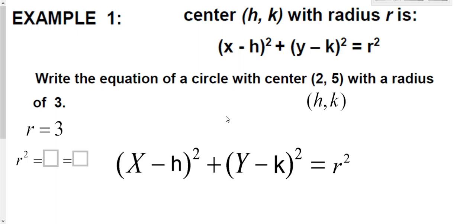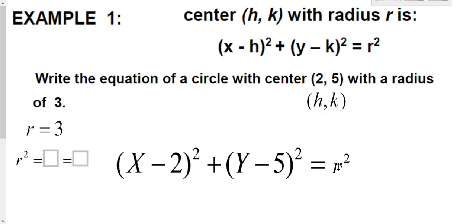So let's see, we can see that the center gives us the h and k numbers. So we can put those numbers in already. The general form starts off with x minus the h number. What's the h number? 2. So we put a 2 there, so we got x minus 2 in there. That part's done. And then plus y minus the k number. The k number is 5, so we just substitute that in there. y minus the 5. And then we've got the powers, the plus sign in the middle.